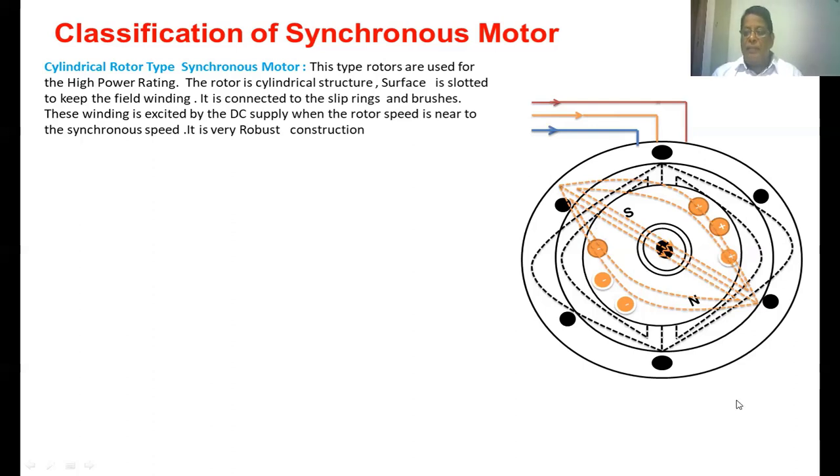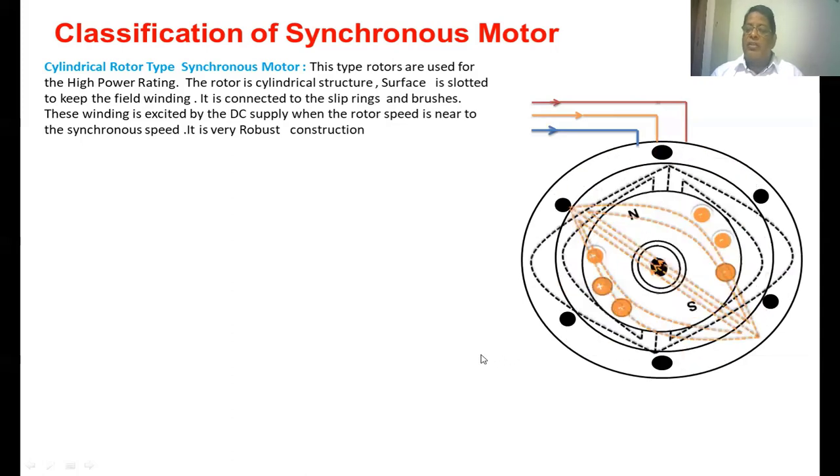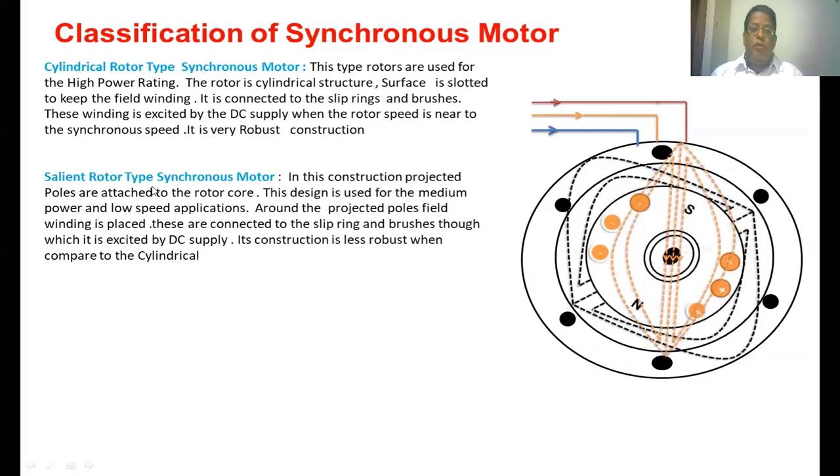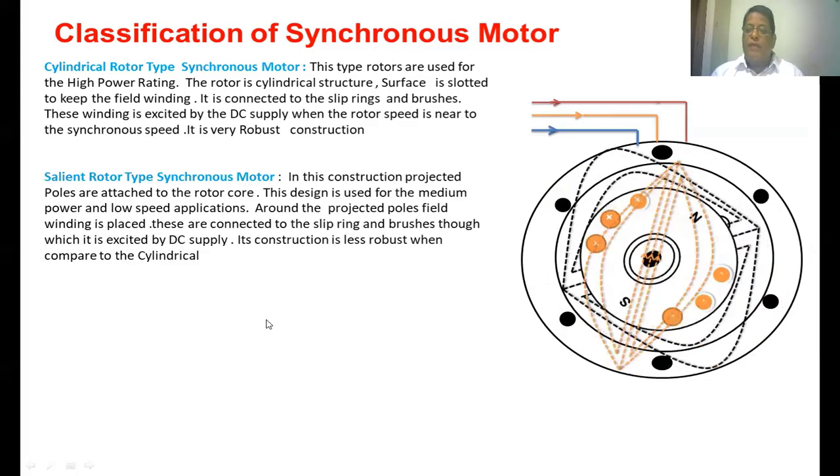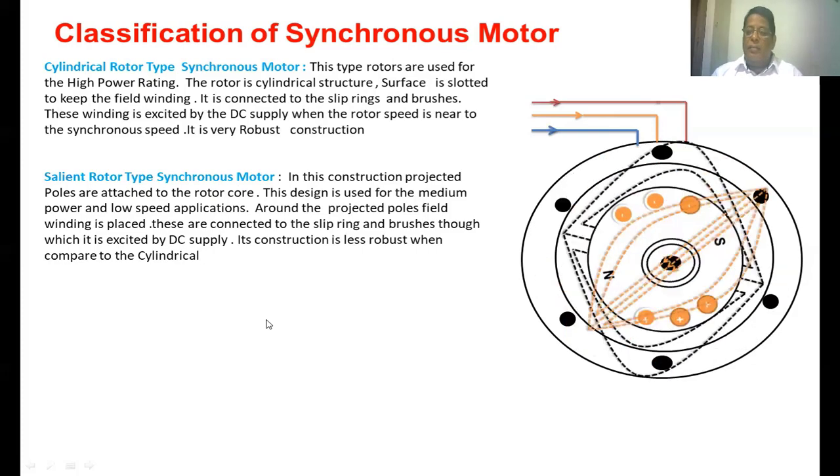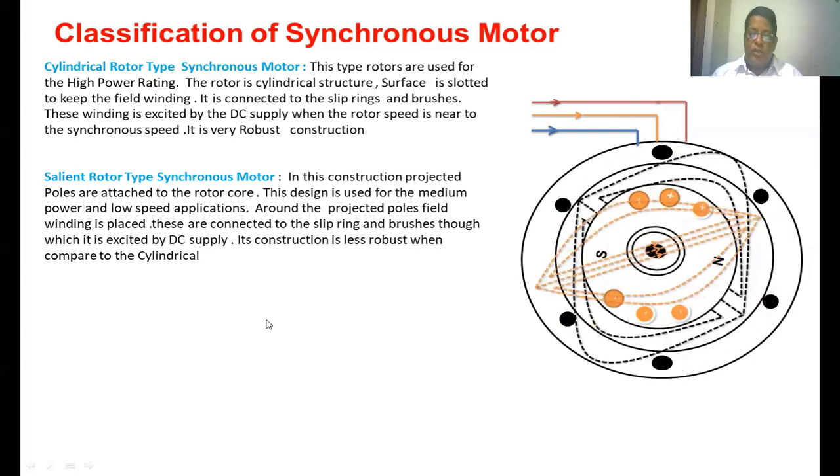Generally, damper windings are placed in the rotor. Whenever you give a three-phase supply, the rotor rotates like an induction motor by means of the damper winding. Once the rotor speed is near the synchronous speed, we give the excitation to the field winding so that the rotor is pulled into the synchronous speed of the stator. In that case, there is no need to use an external prime mover. This type of construction is very robust, but we use it for high power ratings. The salient pole type synchronous motor construction we use only for the middle power ratings.